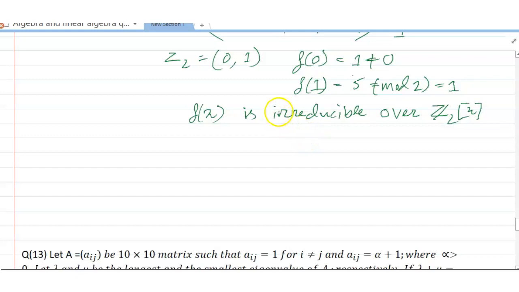This is irreducible because no roots are in Z2[x]. So, as it is irreducible, it is a prime ideal. An irreducible element means a maximal ideal. So f(x) is maximal, that implies prime.